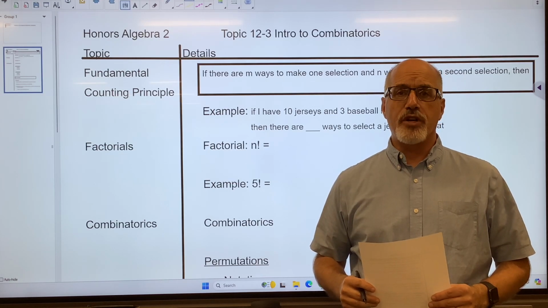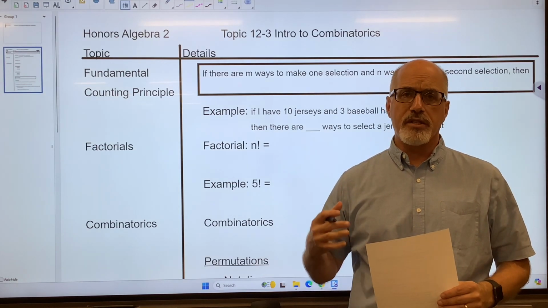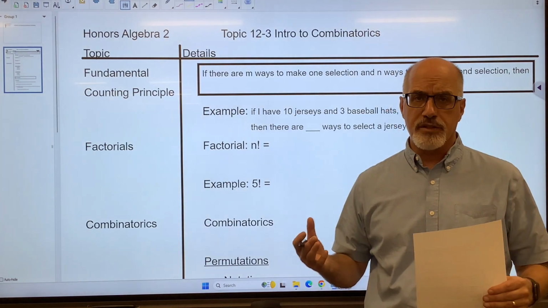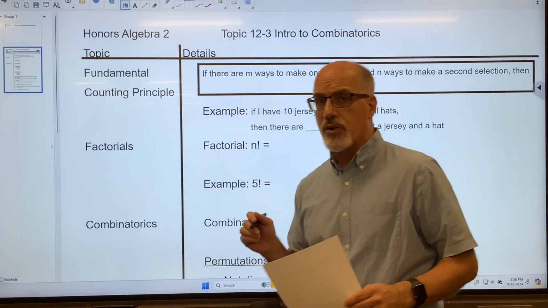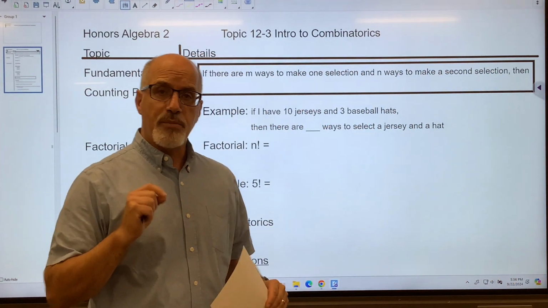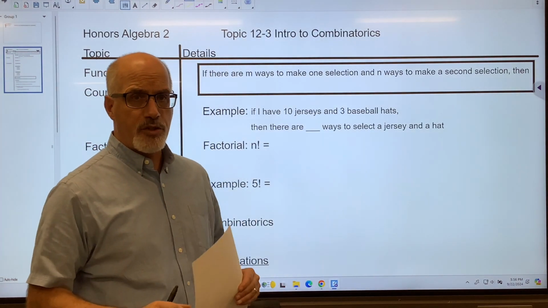This lesson is an introduction to combinatorics. Combinatorics is how we count and arrange things. So our objective is to be able to calculate combinations and permutations, which are part of combinatorics.